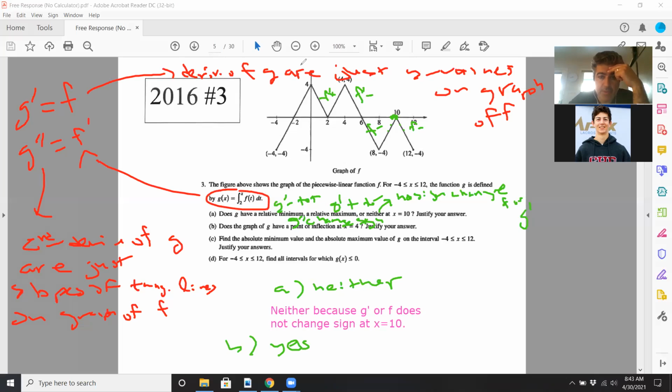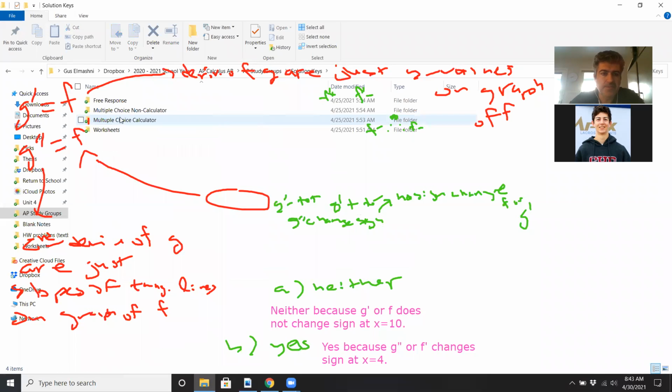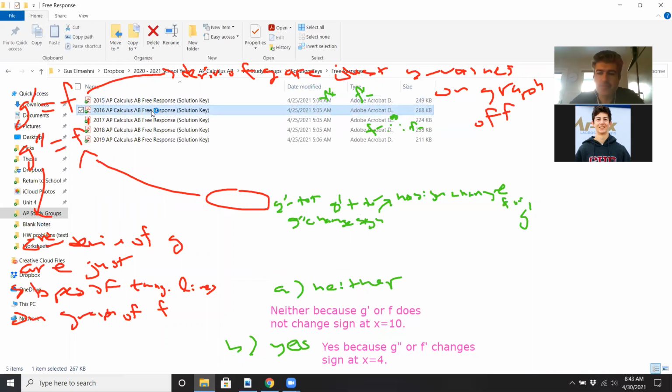And how do you justify it? Here's what we say. Yes, because g double prime or f prime changes sign at x equals 4. And that's your justification for that one. So there's not really much you have to say. And again, I'm guessing that's probably also worth 2 points because one for saying yes or no correctly and one for the reason. In fact, let's actually take a quick little check of the solution key, which you guys already have in Schoology.